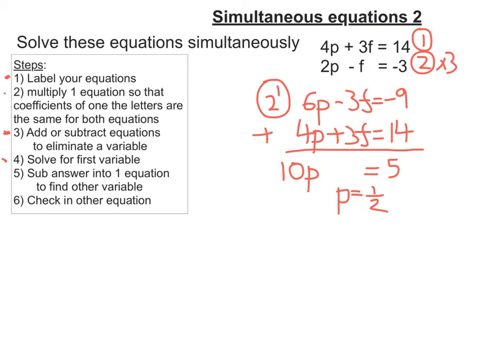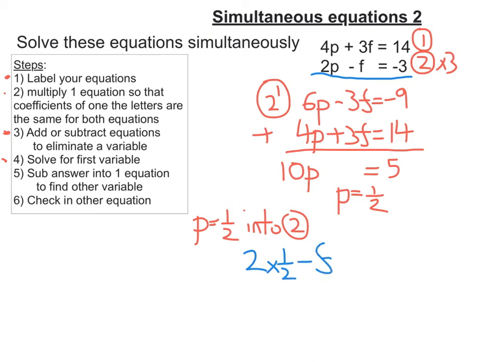So let's sub p equals half into one of the equations. So I'm going to do that into equation 2. So here's equation 2. So I'm going to have 2 times half, because that's what p is. Take away f is equal to negative 3. Tidy that up. 2 times a half is 1. 1 take away f is equal to negative 3.